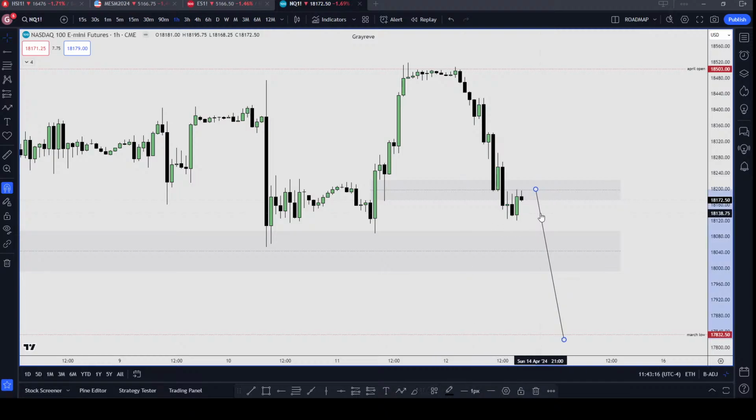Maybe we might not get a trade, maybe we might get a trade. There is a high impact news on Monday, and then after that, the next high impact news would be Thursday.